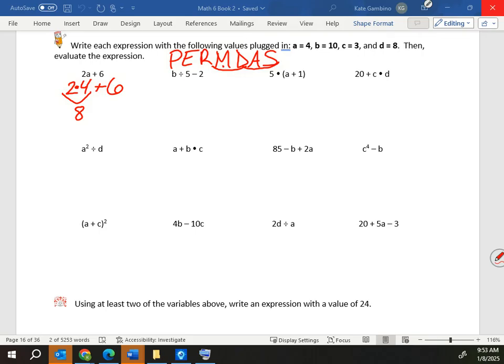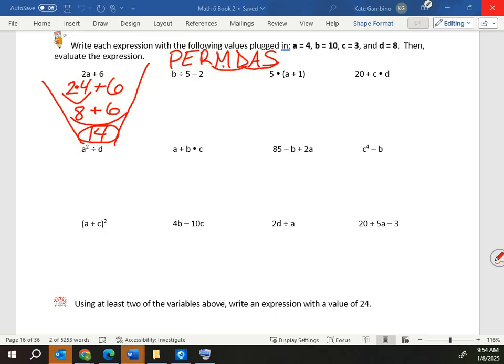Then I'm going to bring straight down the rest of my expression, so it's going in the exact same order. So now I have 8 plus 6. That's the only operation left, so I'm going to make that a 14. I call this my funnel, and I go down, down, down until I get to my final answer, where I just have a number and no operations.